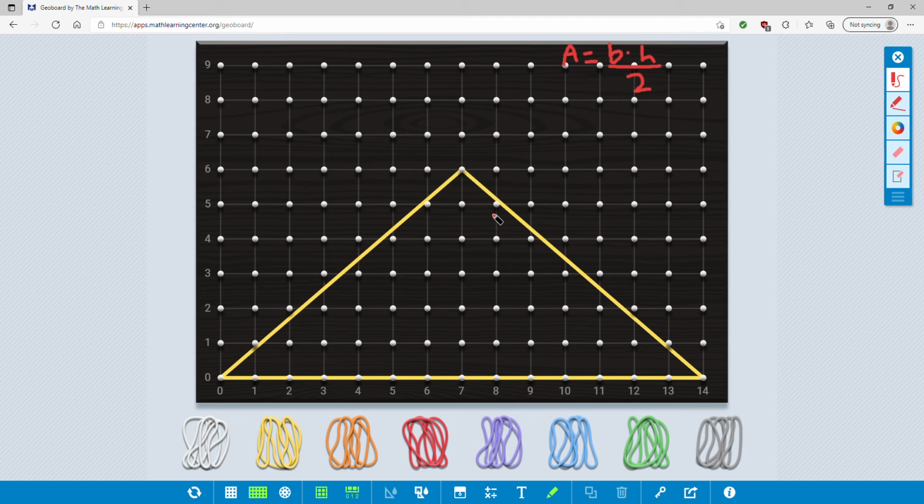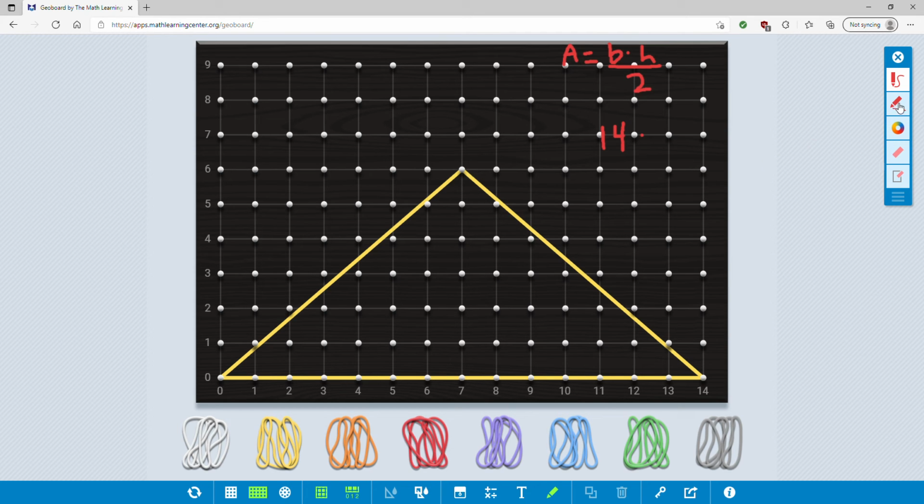Now show the students the base. That's the bottom part, the flat part at the bottom, obviously. And they can see the numbers here. It goes all the way to 14. So your base will be 14. Now that will be times your height. Now it's easy on here to find the grid to show that it's 6.